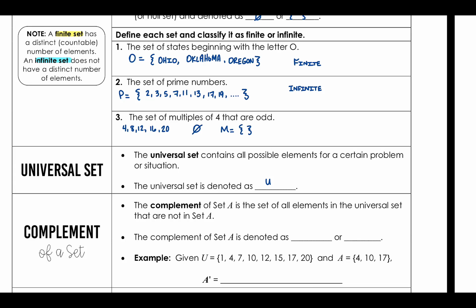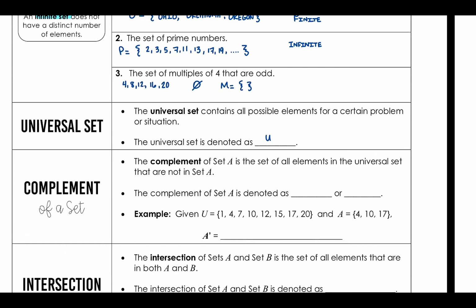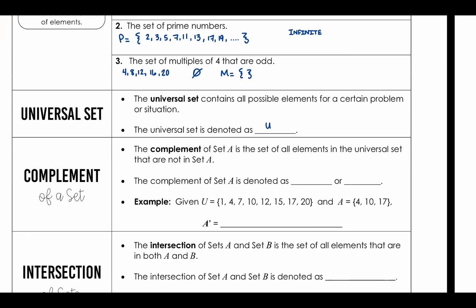If it's going to be a complement, it's going to be what's not within a set. So if it's not in set A, there's two ways we can denote this. You could see it as A prime, or you could see a bar. You'll see it both ways, and they're just saying, hey, we want what is not in set A.